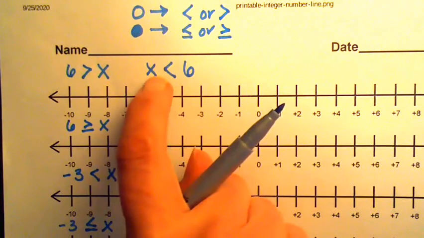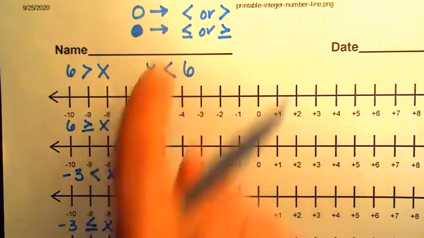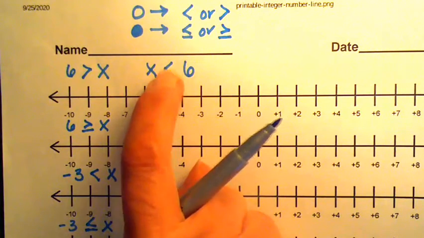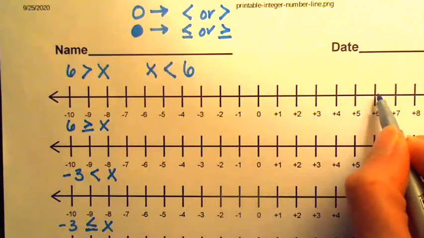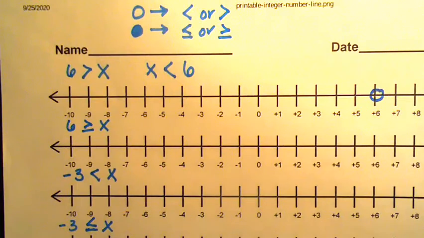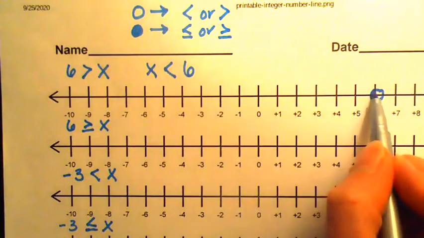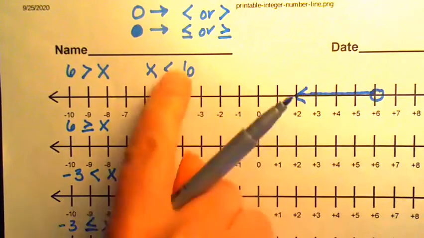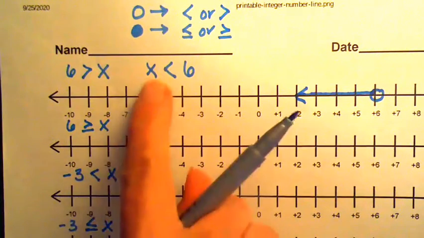Once you have variable on the left, number on the right, and I know that I'm going to have an open dot, you make your arrow go in the direction that the inequality is pointing. So I know I'm going to use an open dot at 6. Here's 6, open dot, because it's a less than. And then my inequality is pointing that way, so my arrow's going to copy that. It's the same shape going the same direction.